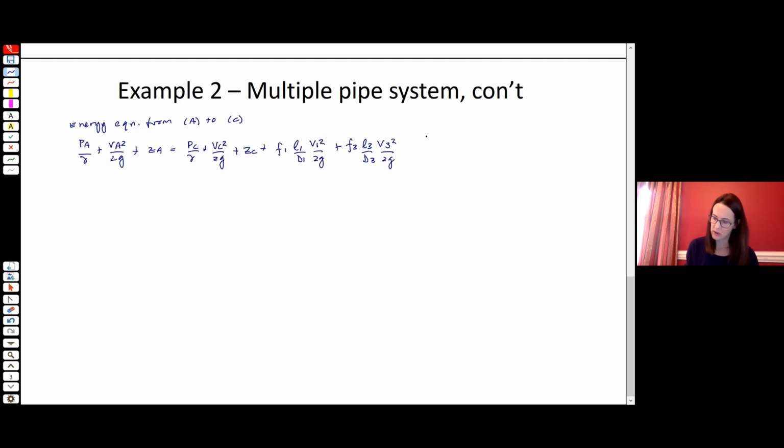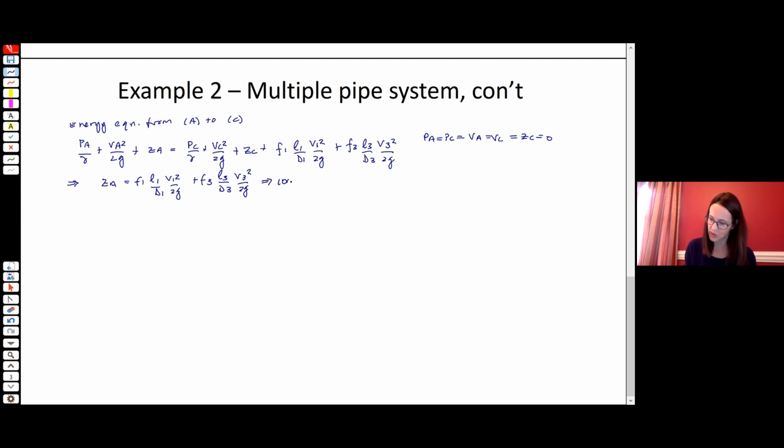However, here we know that PA is equal to PC is equal to VA is equal to VC is equal to ZC is equal to 0. So this simplifies to the following, that ZA equals F1 times L1 over D1, V1 squared over 2G, plus F3 times L3 over D3, V3 squared over 2G.